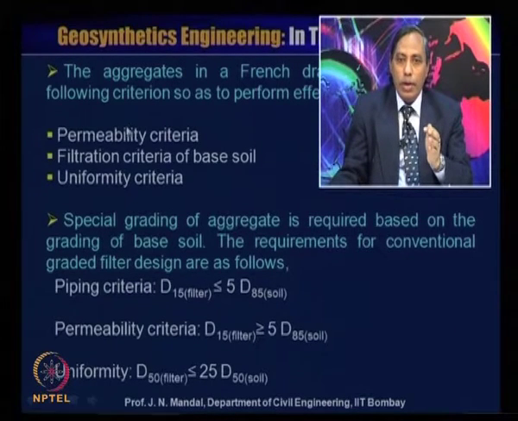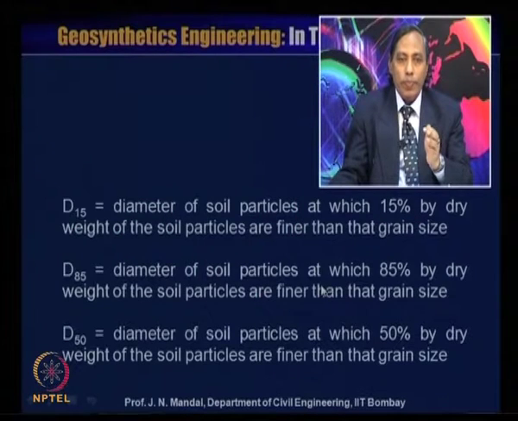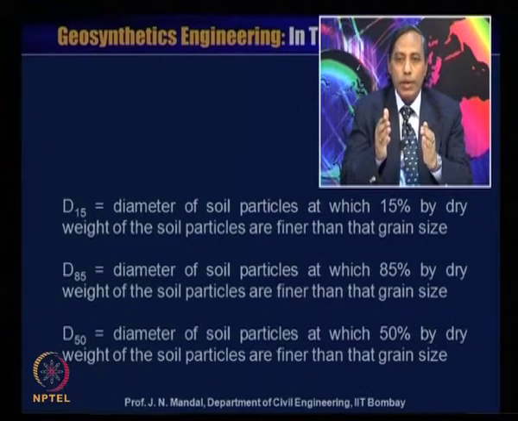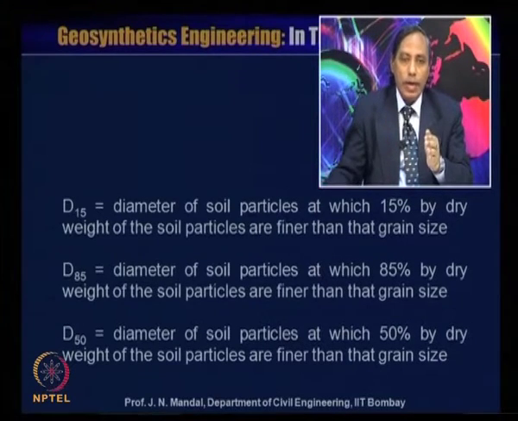Now how can we determine all these parameters? So what is D15? D15 is the diameter of the soil particle at which 15% by dry weight of the soil particles are finer than that grain size. D85 is the diameter of the soil particle at which 85% by dry weight of the soil particles are finer than that grain size. And D50 is the diameter of the soil particle at which 50% by dry weight of the soil particles are finer than that grain size.